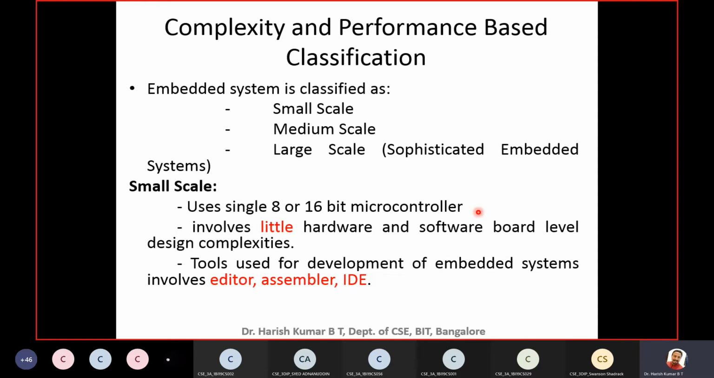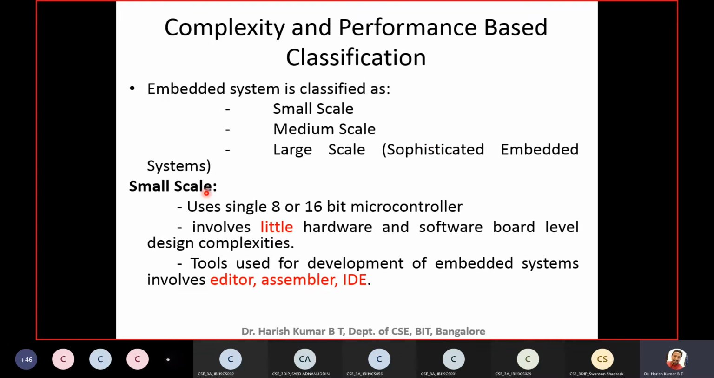Based on complexity and performance, embedded systems are classified as small scale embedded systems, medium scale embedded systems, and large scale embedded systems. These large scale embedded systems are also called sophisticated embedded systems. Now we'll see what small scale systems are.